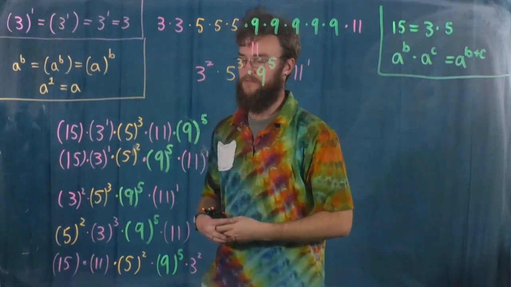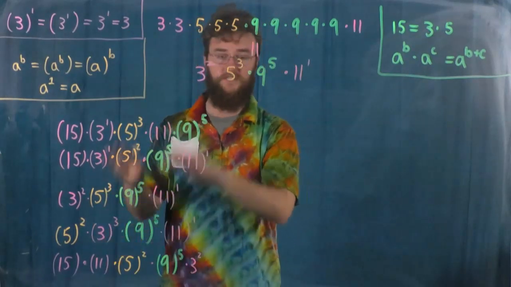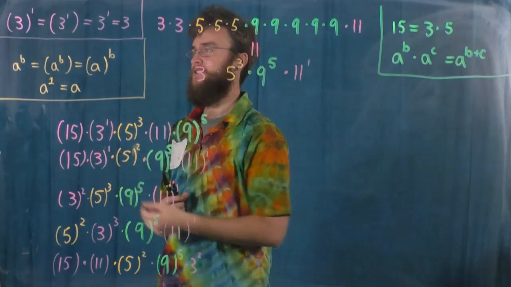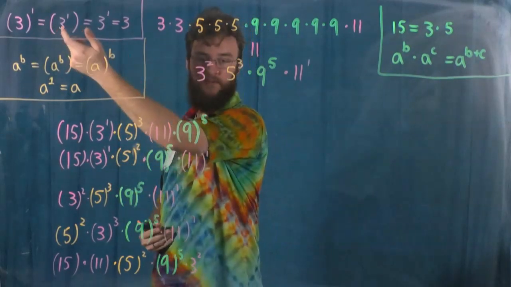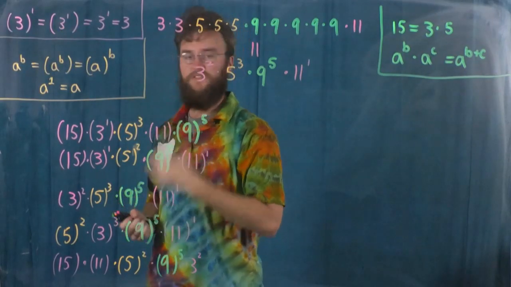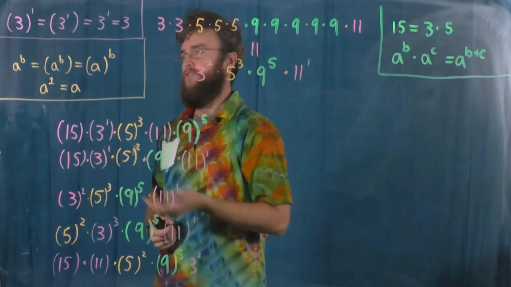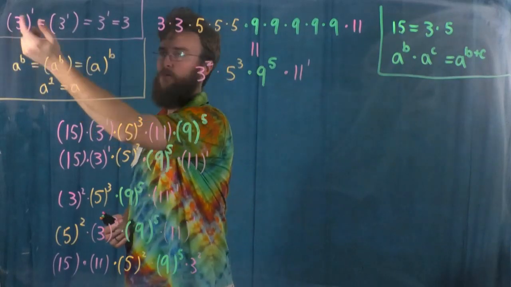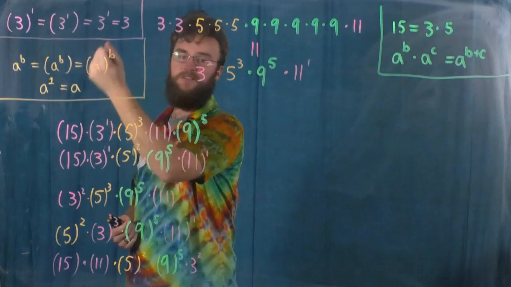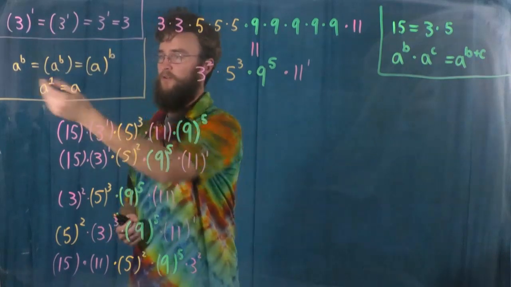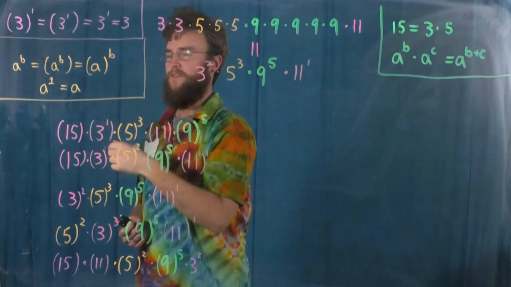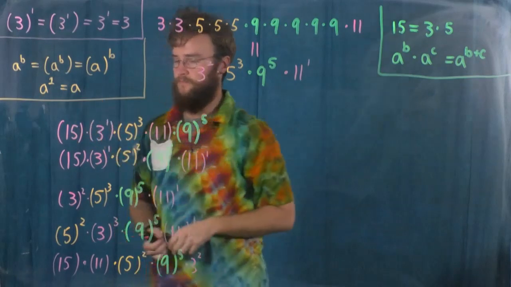And then as a side note, these lists will also have parentheses around each number, and sometimes the exponent will be inside the parentheses, sometimes outside. And as long as there's just one number inside parentheses, the parentheses don't affect the power. So 3 in parentheses to the 1, exact same thing as 3 to the 1 in parentheses, exact same thing as 3 to the 1. In general, a to the b equals a to the b in parentheses equals a in parentheses to the b, and a to the 1 equals a.